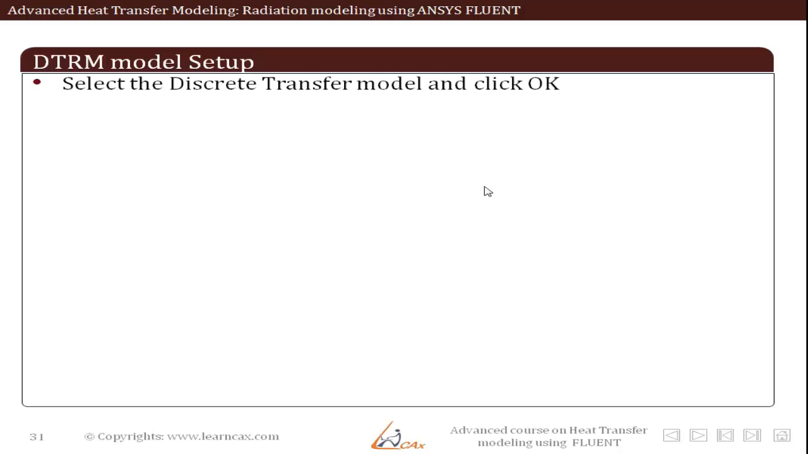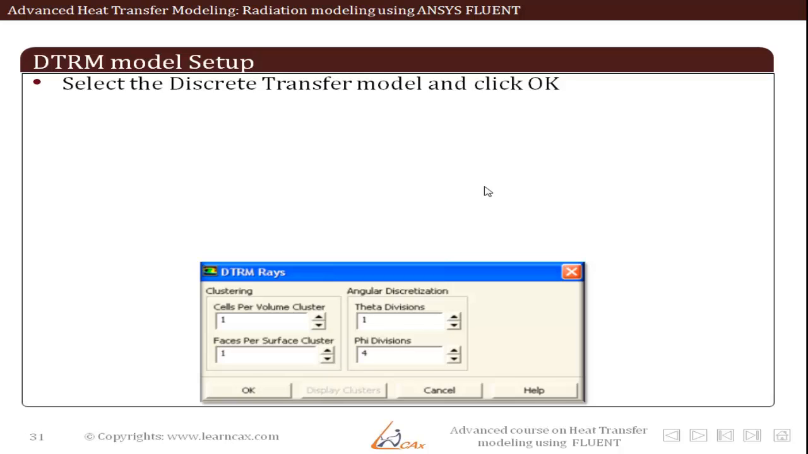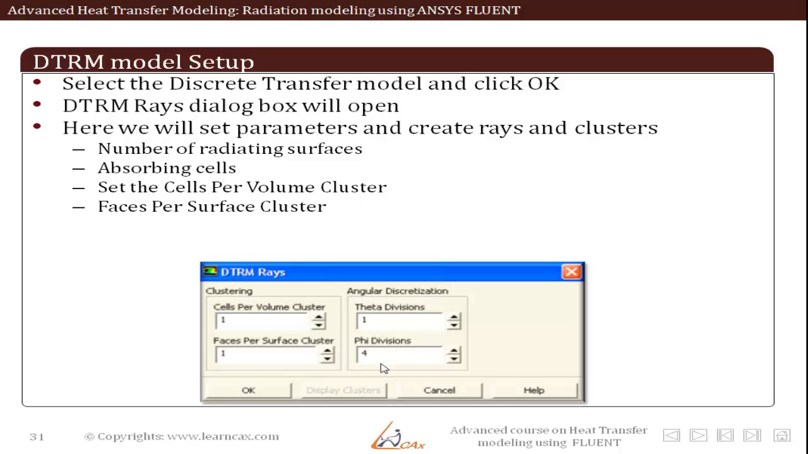After we activate the energy equation, the radiation options come. There we have to select DTRM and click OK. After this, the DTRM rays dialog box will open as shown here. It is here that we input parameters for creating rays and clusters. We input the number of surfaces that are participating in radiating rays. We select the absorbing cells also. We set the cells per volume cluster and faces per surface cluster. We also set the number of theta divisions and phi divisions for angular discretization. This will decide angular discretization and formation of ray, which is the basic assumption of DTRM. That is, radiation from a certain solid angle region can be approximated by a single ray.